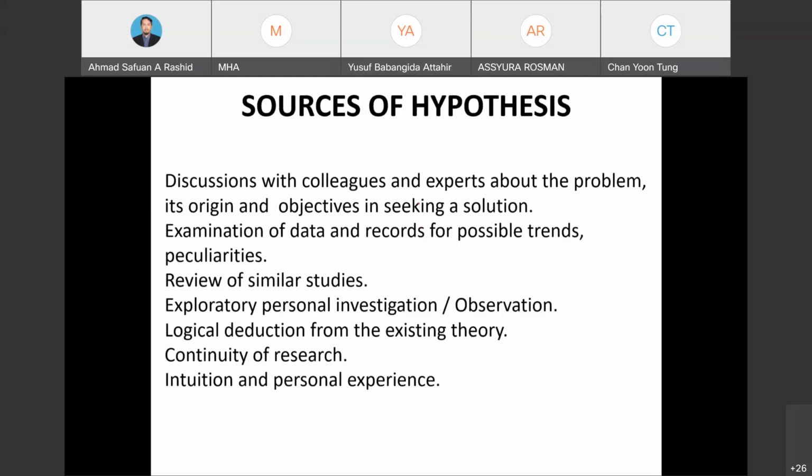Okay. So, sources of the hypothesis: discussion with colleagues. Okay, examination of data and records for possible trends. Okay, review of similar studies, exploratory personal investigation, logical deduction from the existing theory, continuity of research. Okay, intuition and personal experience. So this is an example of the sources of the hypothesis.